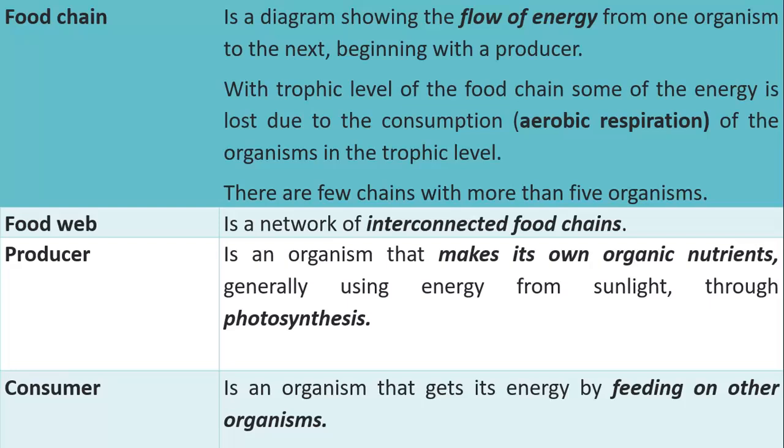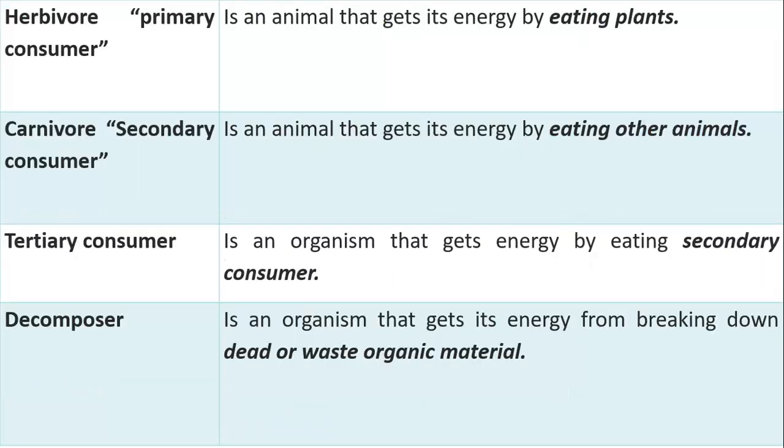What's a consumer? It's an organism that gets its energy by feeding on other organisms or their products. What's a herbivore? Or if you're asked about a primary consumer, it's the animal that gets its energy by eating only plants. Carnivore, by eating other animals. Tertiary consumer, that gets its energy by eating the secondary consumer.